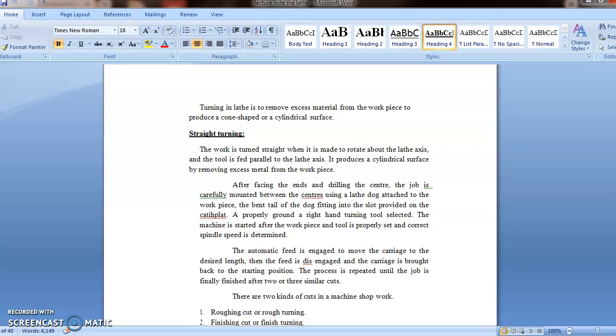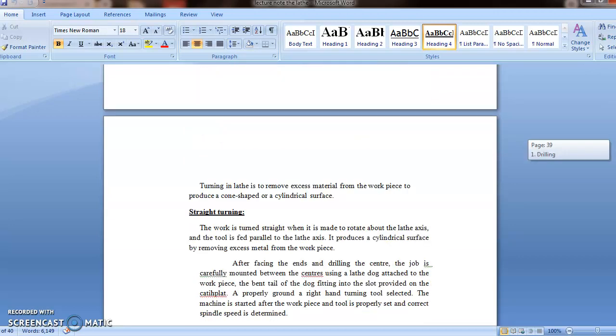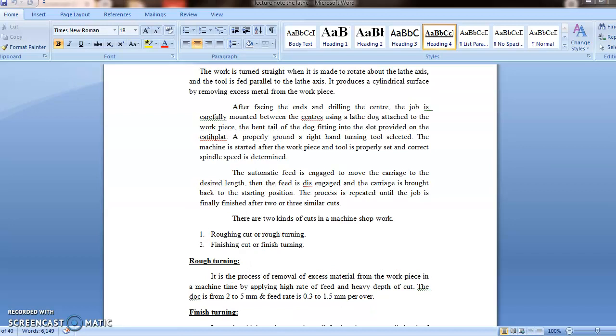The work is turned straight when it is made to rotate about the lathe axis and the tool is fed parallel to the lathe axis. It produces a cylindrical surface by removing excess metal from the workpiece. Straight turning is classified into two types, rough turning and finish turning.